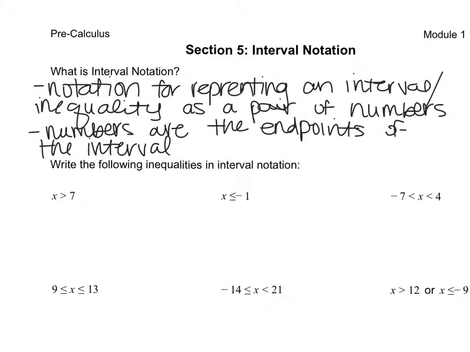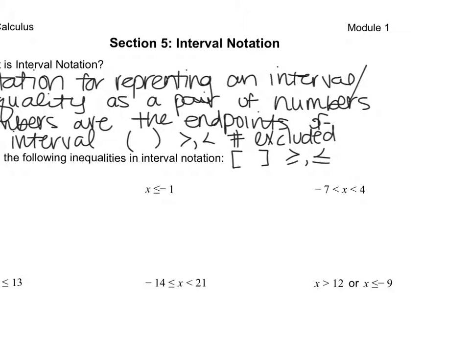So a couple things about interval notation is that we can actually have two different types of endpoints. We can either use parentheses or brackets. And when we use parentheses, that represents a greater than or less than inequality because the number is excluded. And then we can also use brackets, which is if we have a greater than or equal to or less than or equal to inequality. And that's because the number is included as part of the solution.